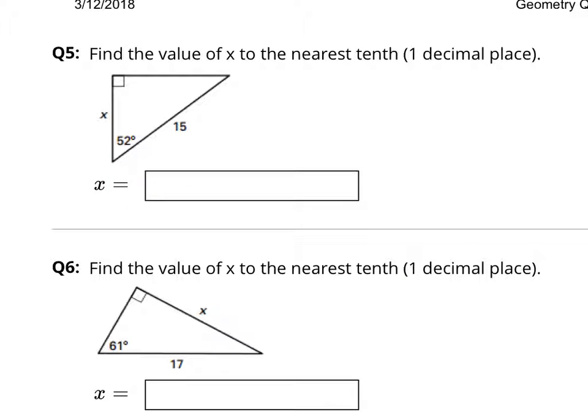Okay, number 5. Again, we're going to use angle 52. I'm going to label my sides. There's the opposite, which we know nothing about. This is the adjacent. This is the hypotenuse, which means we need to use cosine of 52 equals the adjacent x over the hypotenuse. And you just need to finish solving for x.